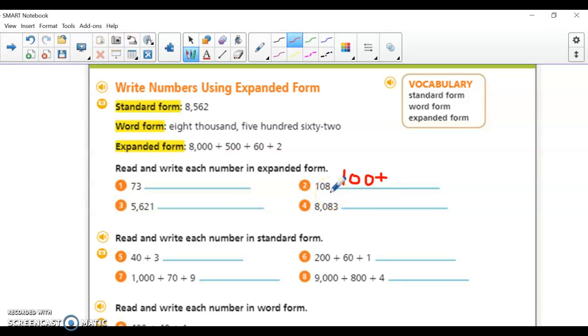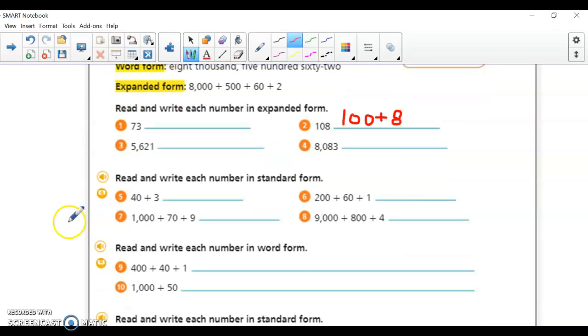And what is that 8 really worth? Well, it's 8 units or just 8 ones. So that's simply written as 8. Okay? See if you can figure out number 4 when you do this. You got a 0 in there as well. Figure out what to leave out and what the 8 in this place value represents and what the 8 in this place value represents as well.